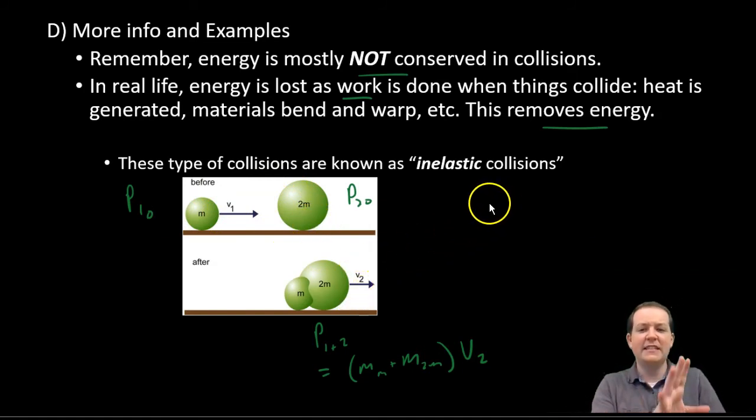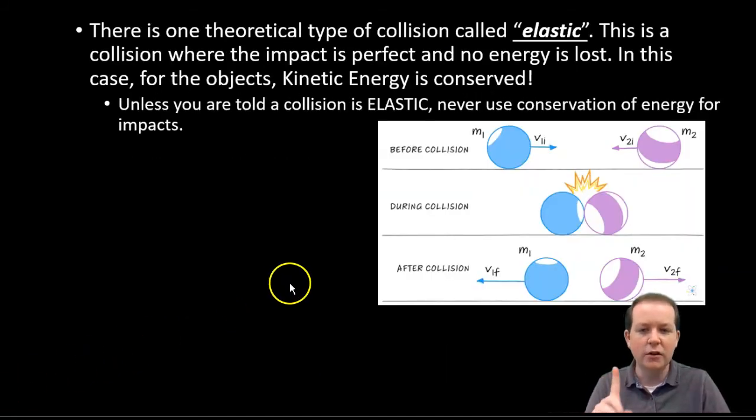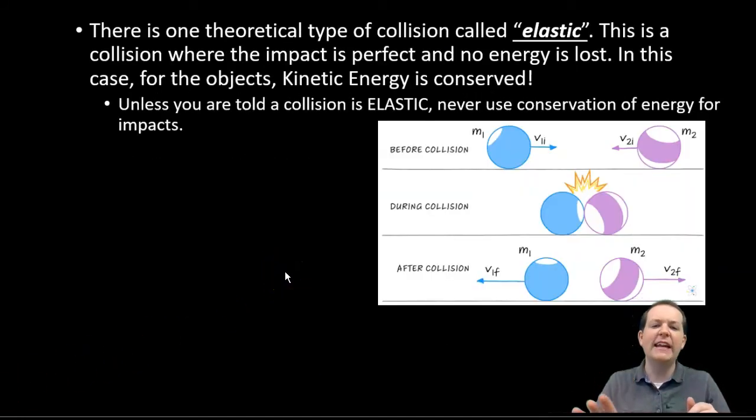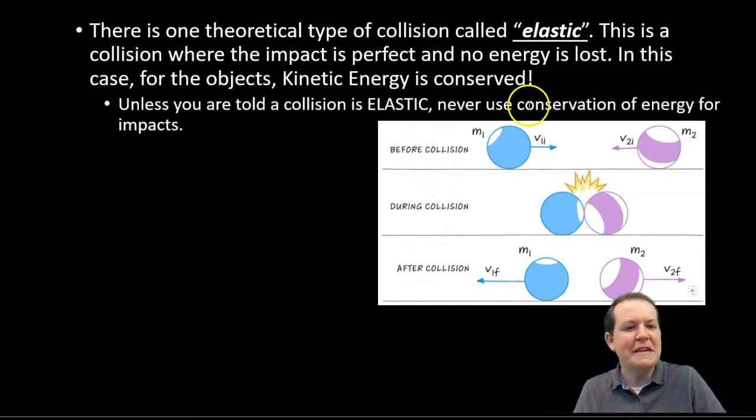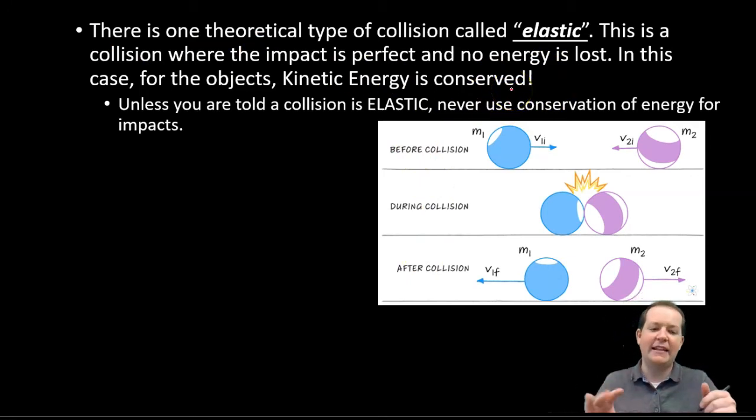But you need to recognize that most of the time, energy is not conserved, with one single exception. And it's purely theoretical, almost a thought experiment more than anything else. In real life, things are always bending and warping. But there is one theoretical type of collision known as an elastic collision. This is a collision where the impact is perfect. The collision is perfect, so to speak.